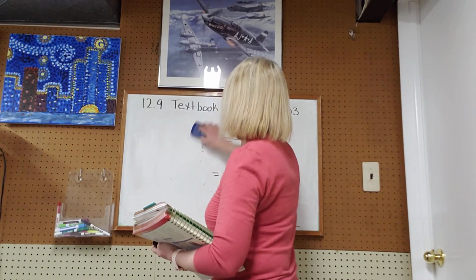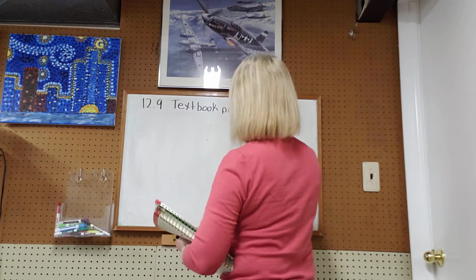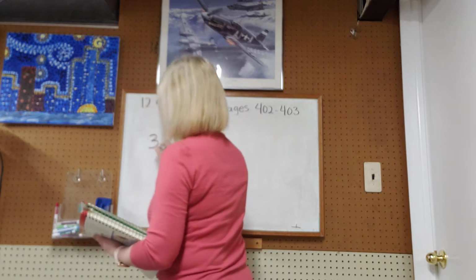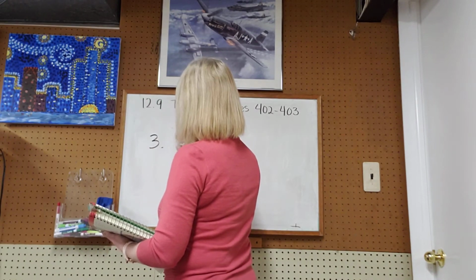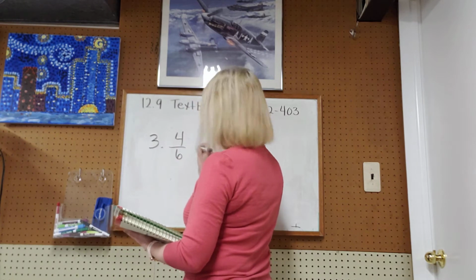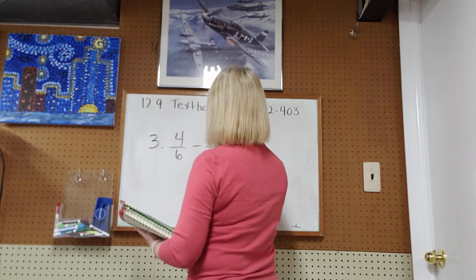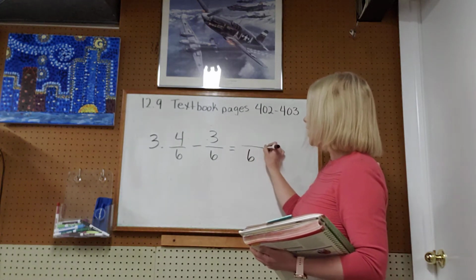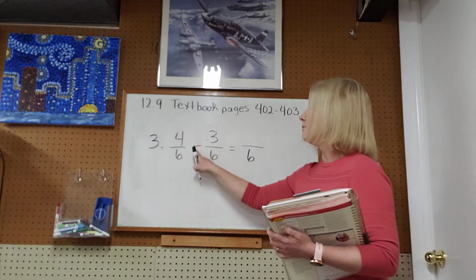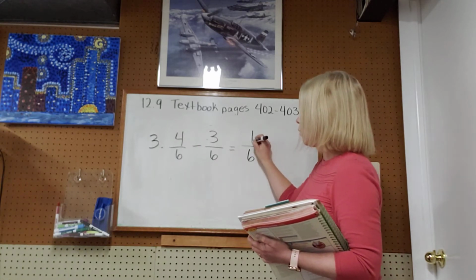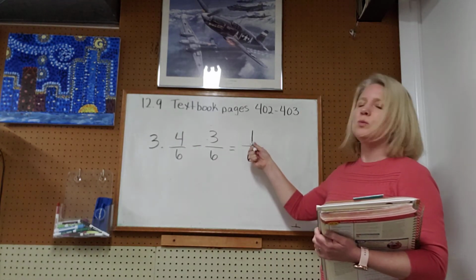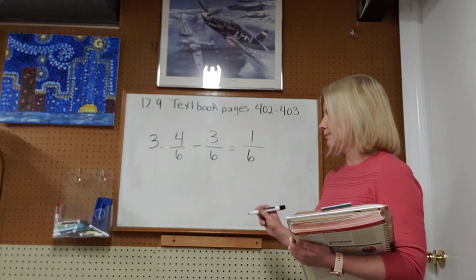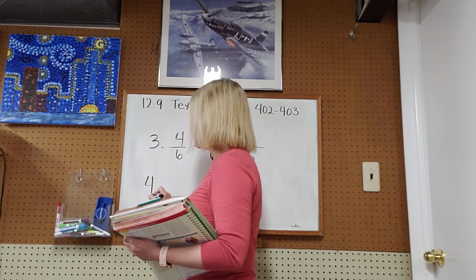Number 3. 4/6 minus 3/6 equals, well, it has the same denominator, so let's carry it over and subtract our top numbers. 4 minus 3 is 1. Since there's a 1 up there, we already know that it's in its simplest form, 1/6. Let's go to number 4.